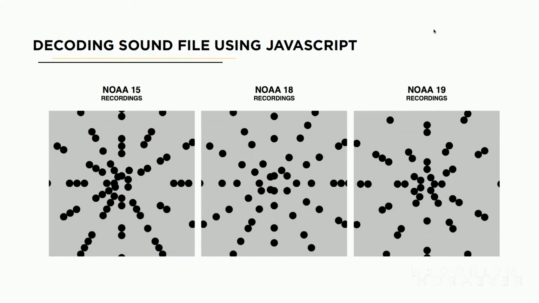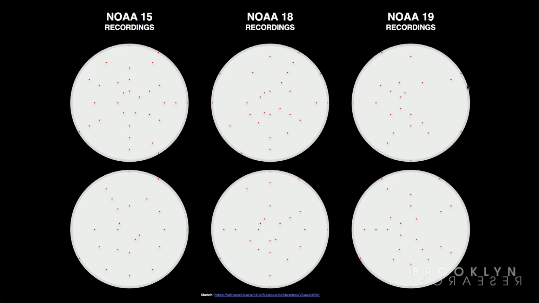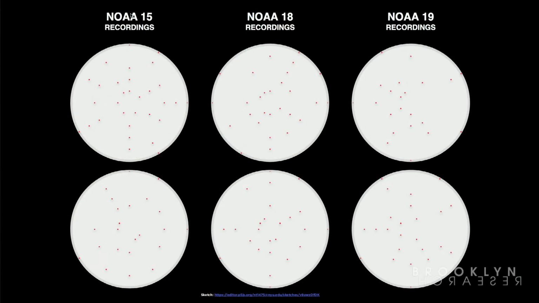So I ran the sound files of each satellite through the algorithm, and this is what it looked like. And to print this onto the Petri dish, I had to lower the resolution even more. So these are the end visuals for the 2 NOAA recordings, and this is for the NOAA 18 recordings. This is for the NOAA 19 recordings. From here, you can see that each message is slightly different, just like how weather is different all the time. And this one Petri dish basically represents one satellite message or one satellite image.